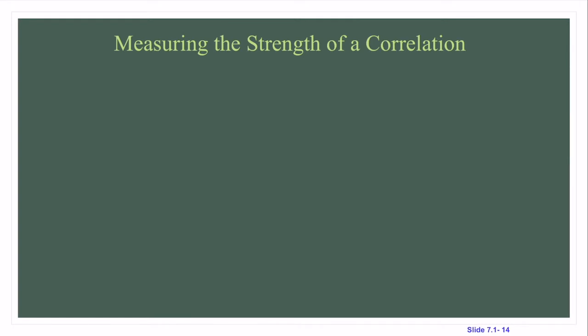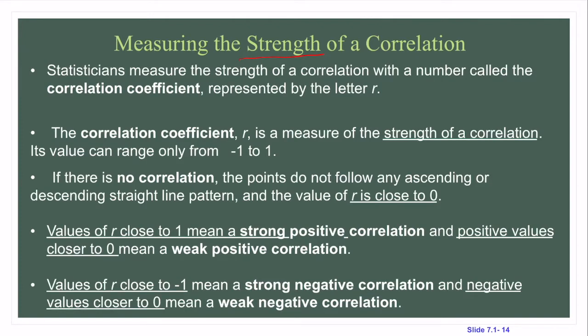Next, we're going to talk about measuring the strength of a correlation. So statisticians measure the strength of a correlation with a number called the correlation coefficient. We're going to represent this with the letter R. The correlation coefficient is a measure of the strength of a correlation, and its value can only range from -1 to +1, right? -1 would be perfect negative correlation, +1 would be perfect positive correlation. If there's no correlation, the points do not follow any ascending or descending straight line or pattern, and the value of R is close to 0. 0 tells us no correlation.